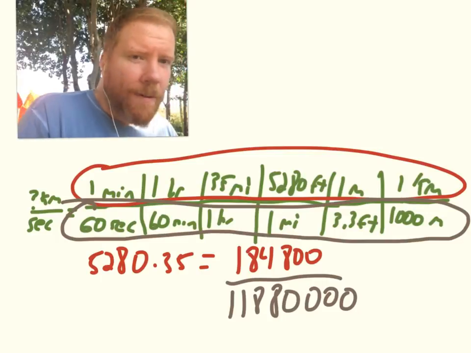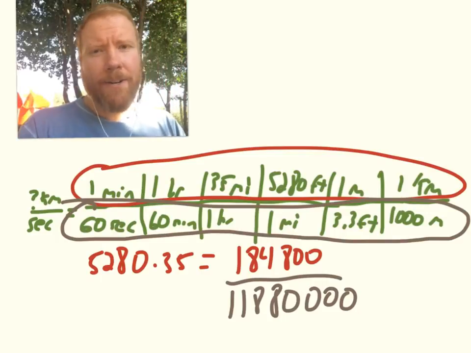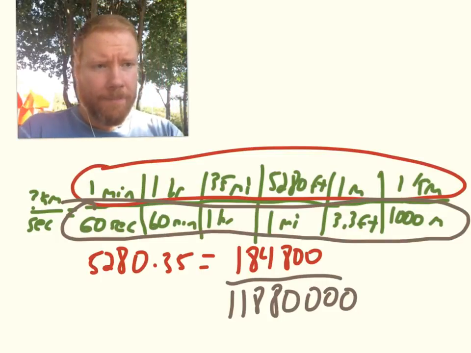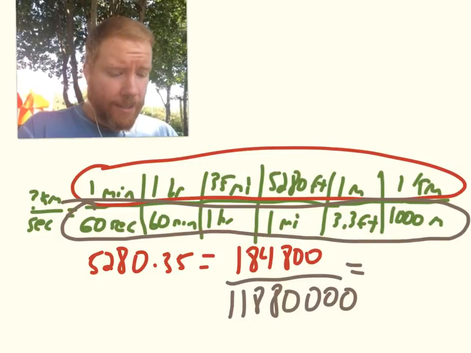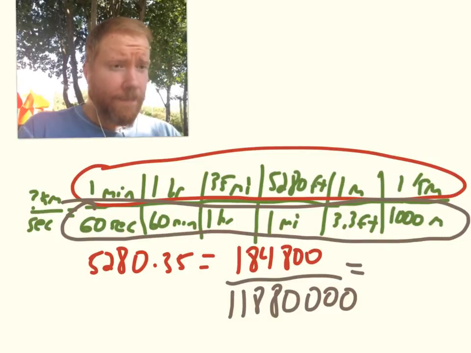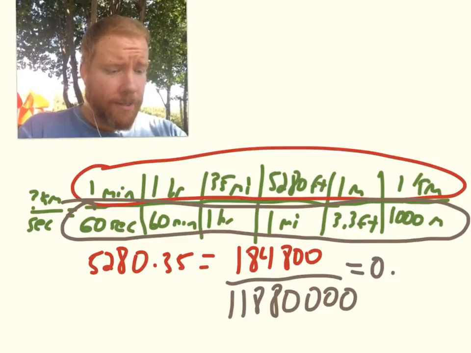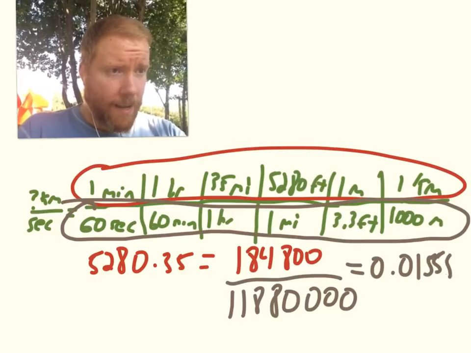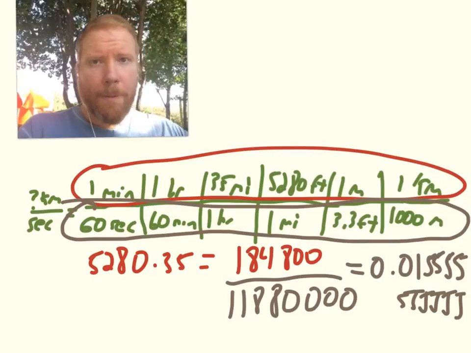So we have our top number and our bottom number, and the last step here is just to divide the top number by the bottom number on your calculator. So you get 184,800 divided by 11,880,000, and you get 0.015555555555 and so on to infinity.